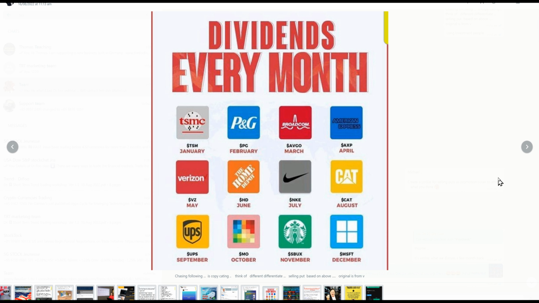Okay, collecting share dividends versus income trading, selling, so-called, by using selling puts.